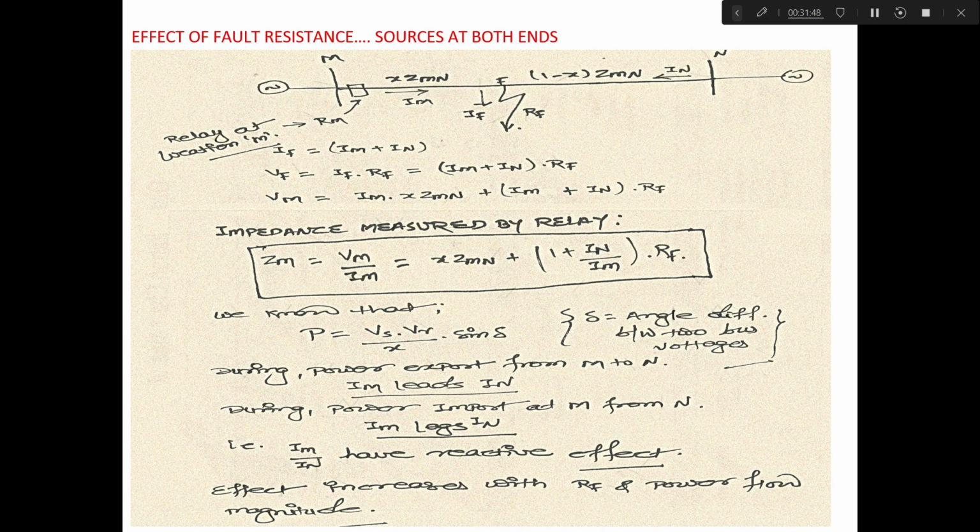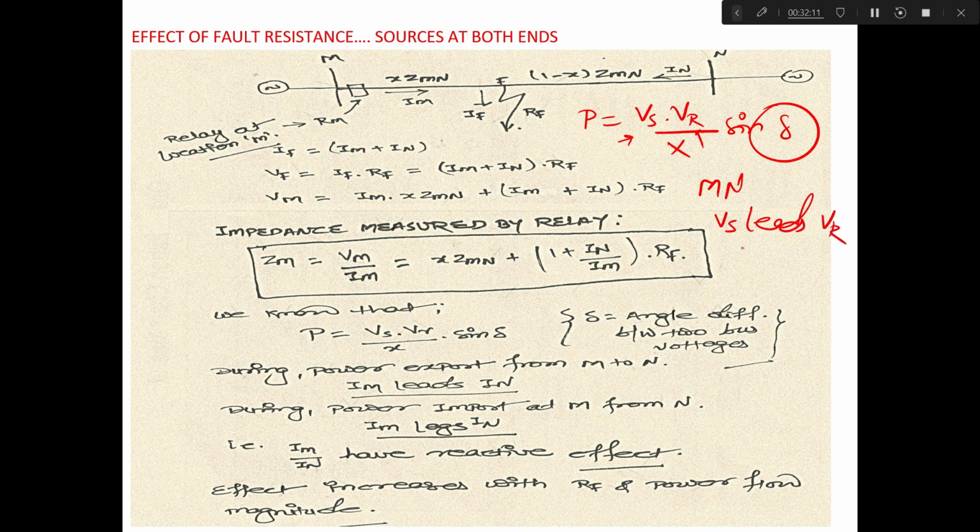Now, in case of an AC system, we know that the power transport will be Vs Vr by X times sine delta. Delta is the angle difference between these two buses, the sending and receiving end voltage. So now if the power is being transported from bus M to bus N, what happens? The voltage at S leads the voltage at bus R, or in terms of current we can say that Is leads IR, or we can say that IM leads IN.